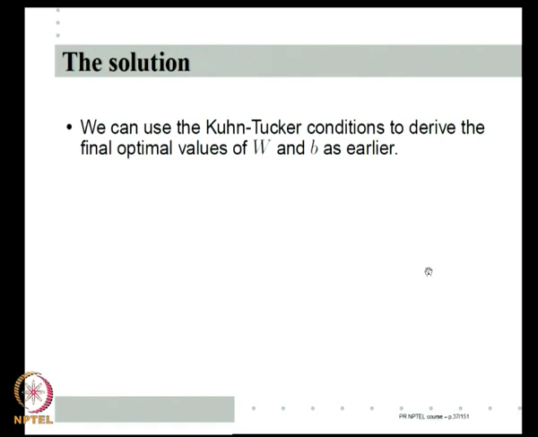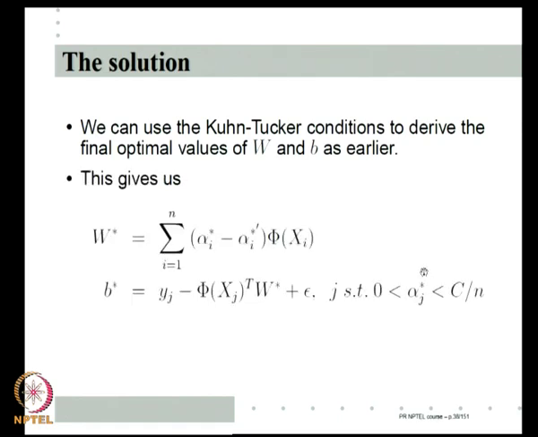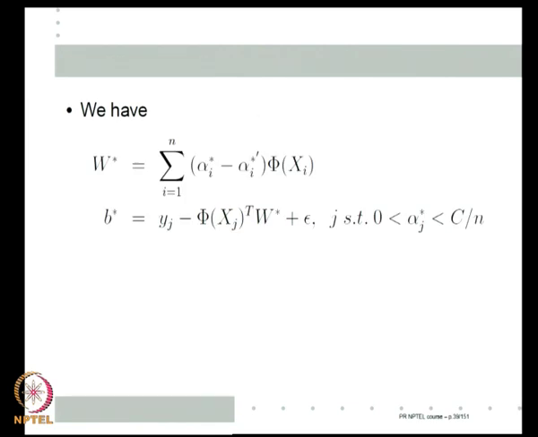Using the Karush-Kuhn-Tucker conditions as earlier, we can derive the optimal values of W and B, and it turns out to be the same form. W star is the sum of (alpha_i star minus alpha_i star prime) times phi(x_i). As I said, alpha_i's correspond to the first constraint and alpha_i primes correspond to the second constraint. So, this happens to be the W star and B star. Okay.